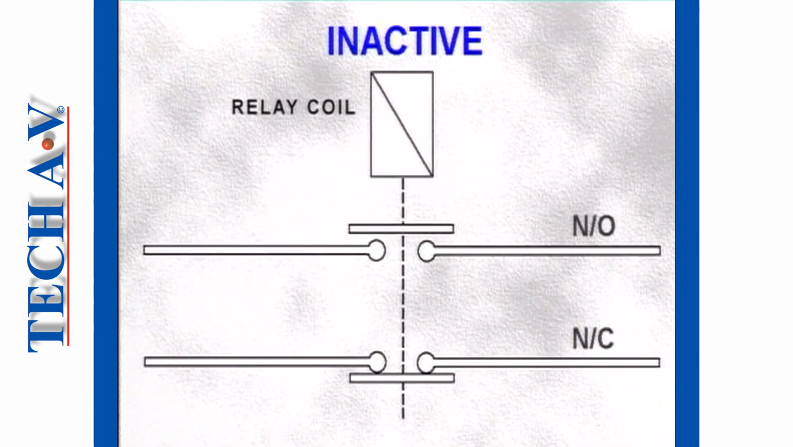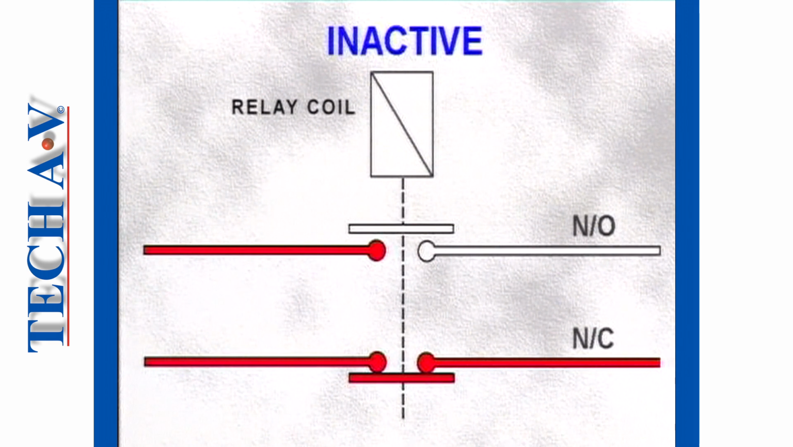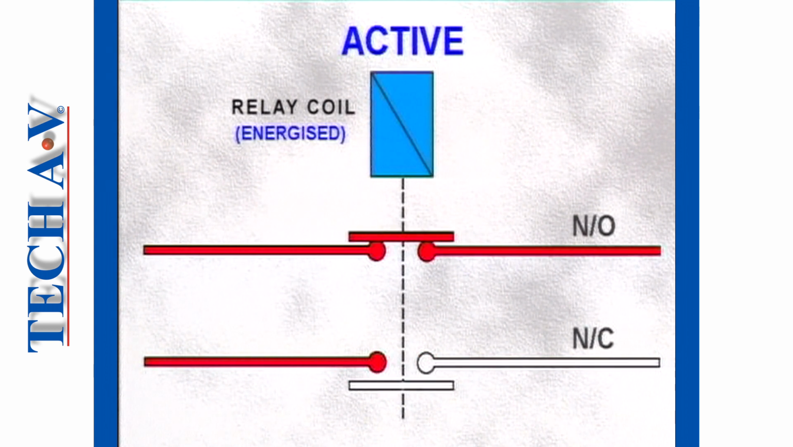Like the contacts on our limit switch, relay contacts are either normally open or normally closed. And when we talk about contacts being normally open or normally closed, we are describing their inactive state. In other words, how they respond when nothing is done to them. But when the relay coil is energized, the contacts change over to their active state. Normally open contacts close and pass power, and normally closed contacts open, interrupting the power flow.